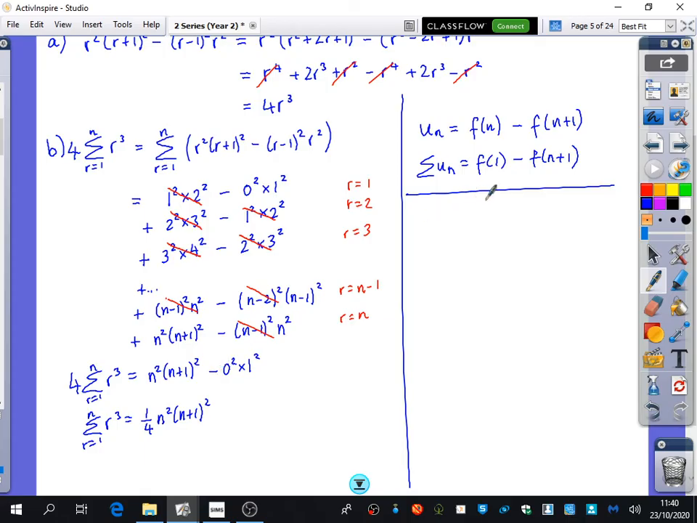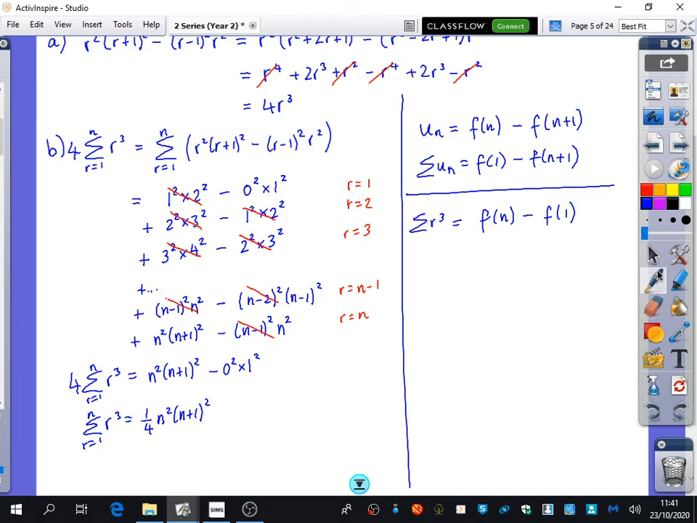Yeah, our one has come up with f of n minus f of 1. Is that f of n or f of n plus 1? Our one's come out a bit different for this one, for our sum of r cubed. It's the other way round. We want to have a quick think about why that has happened by using some function notation.